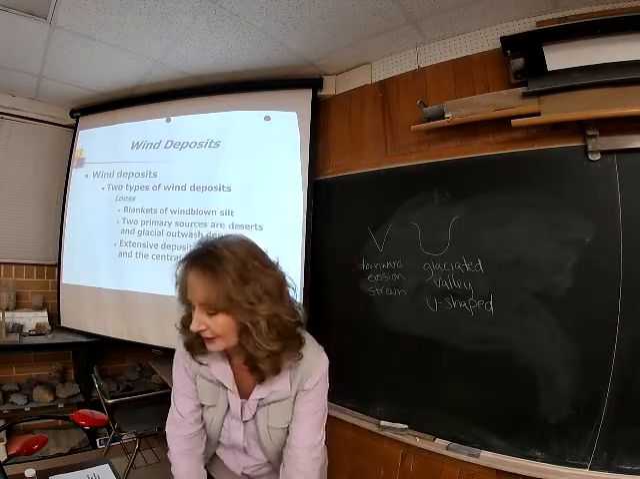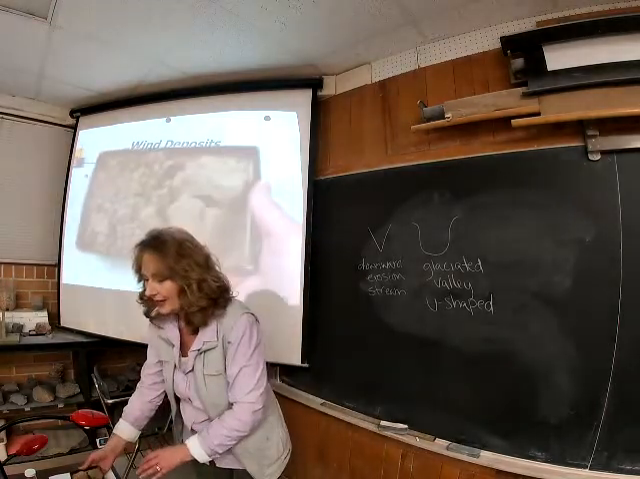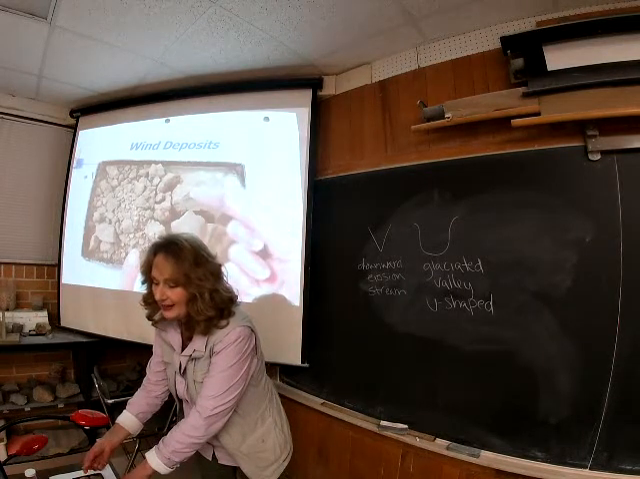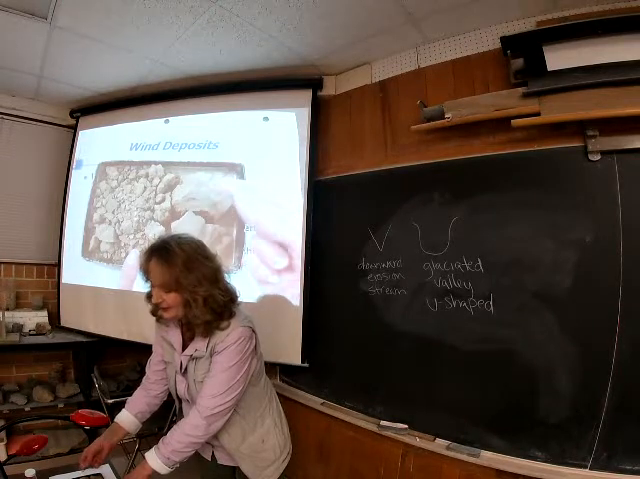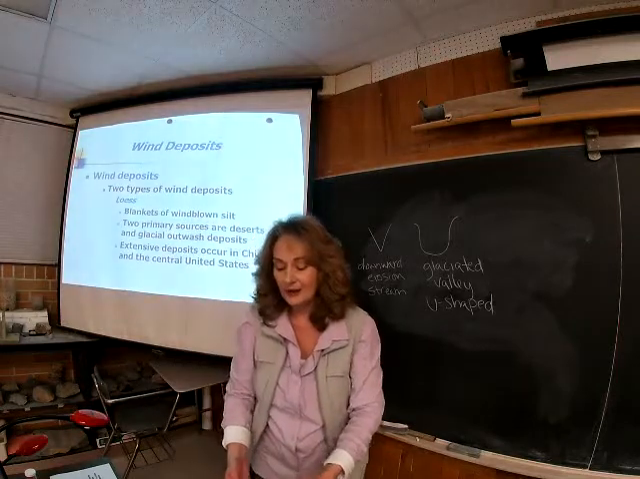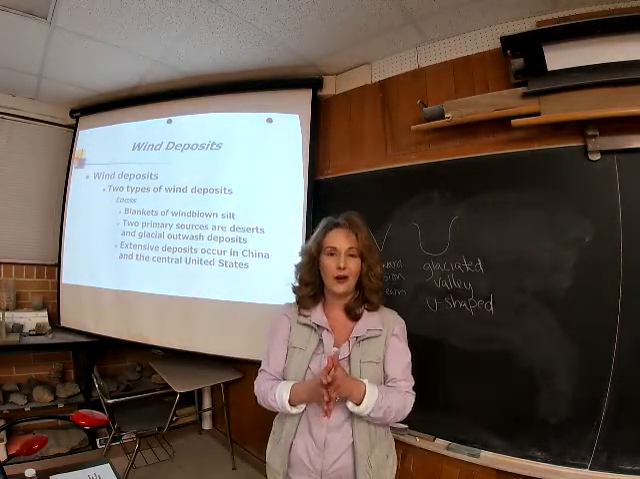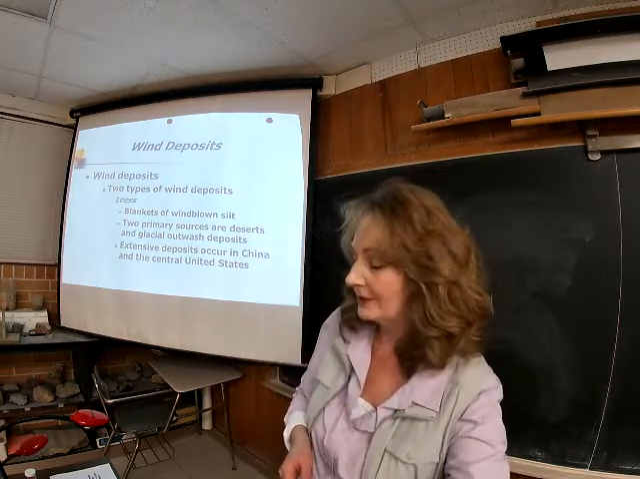I brought some loess. Two primary sources they talk about, but here's some loess from Crowley's Ridge, and it's just very fine grained, right? Very soft, powdery, that rock flour we talked about. And the loess that we had here in Arkansas, it built up Crowley's Ridge. If you remember, I spoke of Crowley's Ridge before.